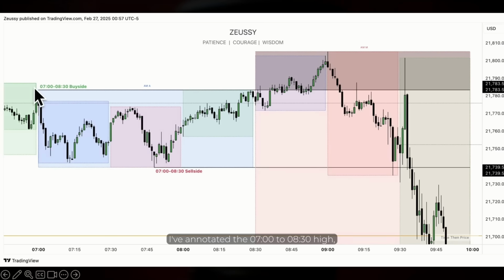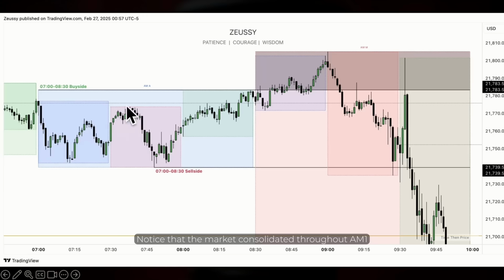When we pay attention to a chart example then, what you can see is that I've annotated the 7 to 8:30 high right here in this box. And next to that you can see that I've annotated the 7 to 8:30 low. Please note that I've plotted the high and low based upon the boxes. I have plotted the high and low of the 7 to 8:30 a.m. cycle. This is done automatically by an indicator which I've created, which you can find on the mentorship platform.